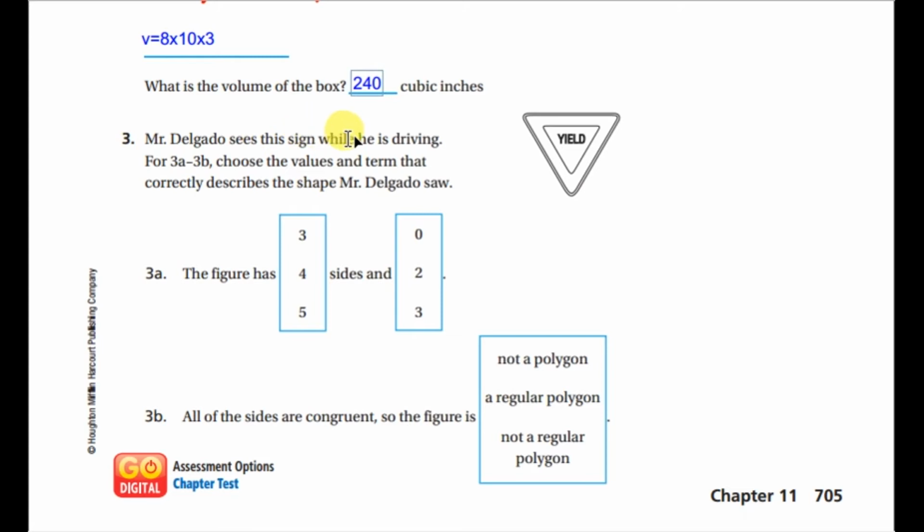Number 3. Mr. Melgado sees this sign while he is driving. For 3A to 3B, choose the values and terms that correctly describe the shape Mr. Melgado saw. So this is the sign. Okay, so this figure has how many sides? It has 3 sides. And it has how many vertices?